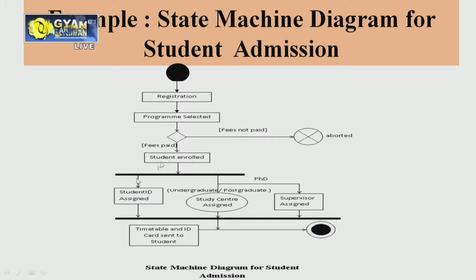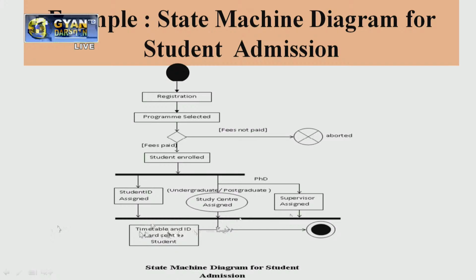Once the fee is paid, you can see here two different events are being generated. One is that the student ID is assigned, a supervisor is assigned in the case of a PhD student, and then a study center is assigned. All these things are then converged, and then another event occurs, where the timetable and the ID are sent to the student.